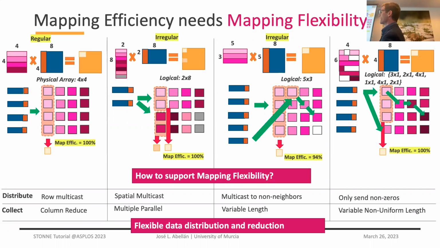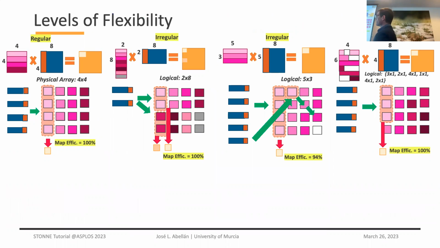Here, we need to achieve these spatial multicasts or multiple reductions in order to get 2 different outputs at the same time, or multicast to neighbors in order to accommodate this fifth element here in another processing element, with variable length, or send the non-zero elements, etc. And now there is another question about what level of flexibility we should, we must provide.